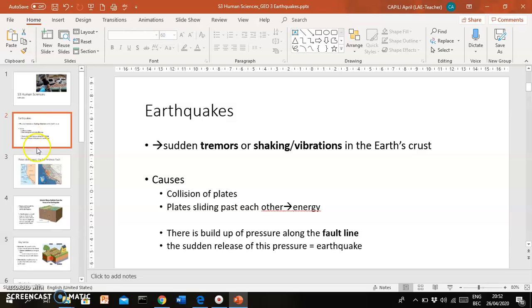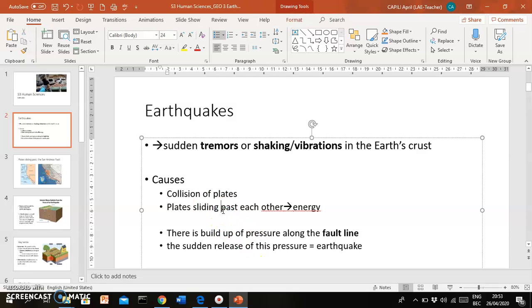Okay, so the causes are the collision of plates. They bang against each other. They hit each other, or they're crashing into each other, or there could be plates that are sliding past each other. They could be moving in different directions, but they're so close that they're brushing against each other, and that causes a lot of tension, pressure, and energy that has to be released. And when that energy is released, you have an earthquake.